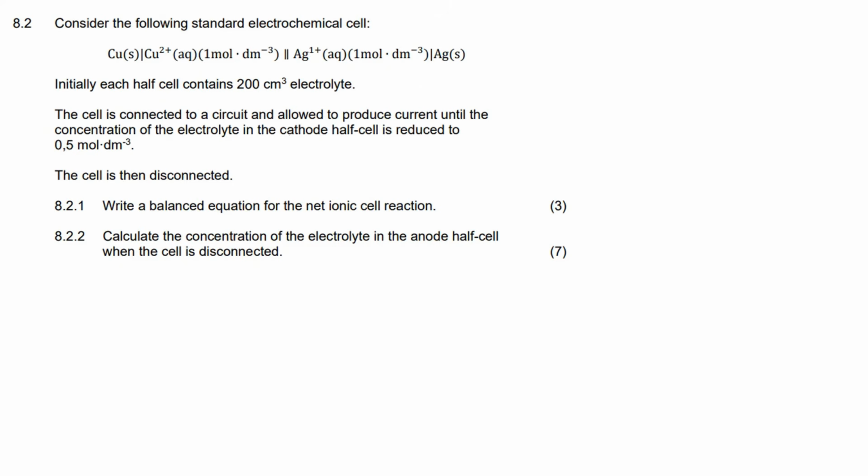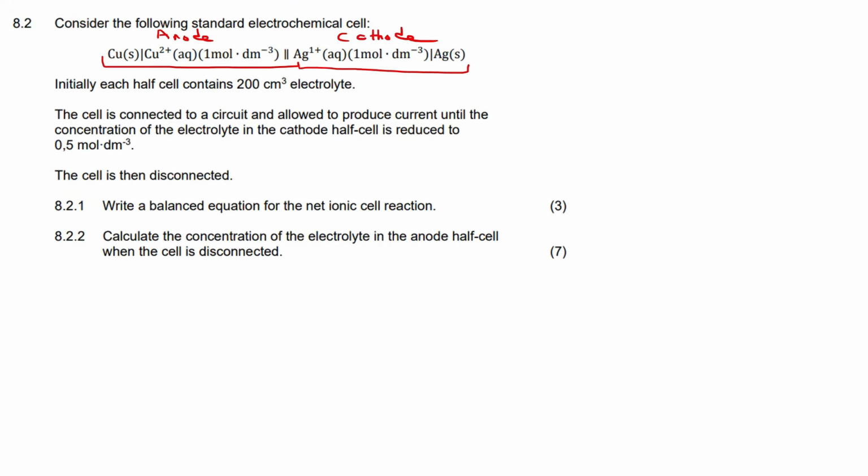Consider the following standard electrochemical cell. Okay, so we've got a copper cell and a silver cell. So this is like a normal galvanic cell. You should understand that when they write it like this in cell notation, the one on the left is always the anode. That's just a format that scientists around the world use. And this is always the cathode.